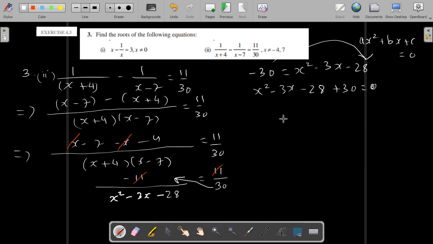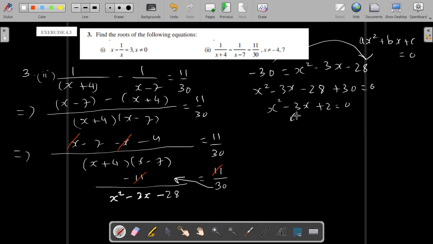And therefore the equation is x square minus 3x plus 2 is equal to 0. Now it is up to you. You can use splitting the middle term. You can use formula method. And you can use completing the square. But the easiest one is splitting the middle term.